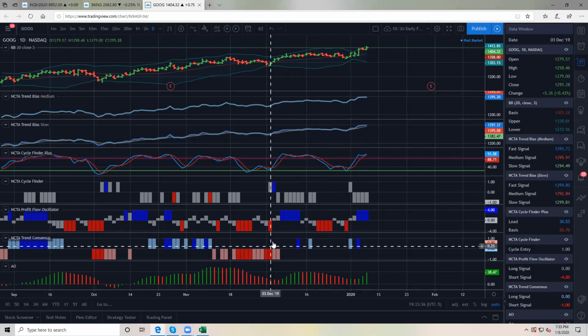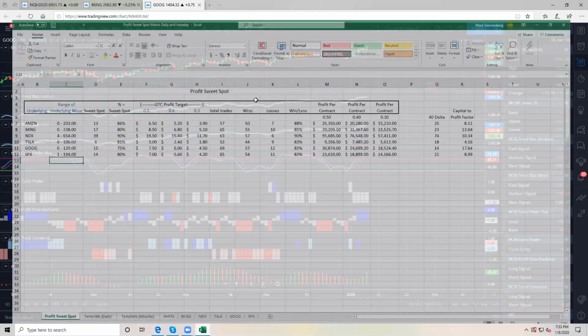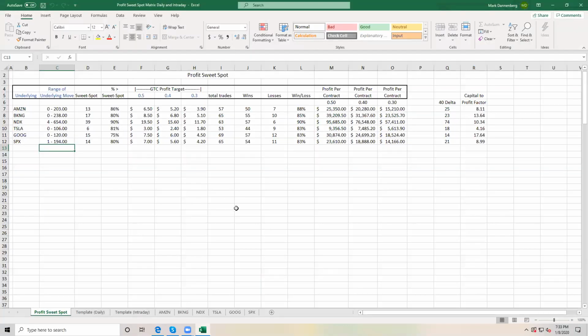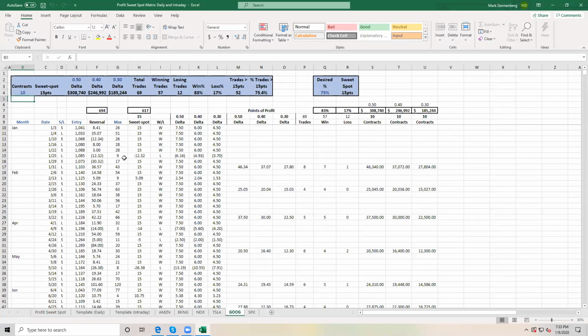So what we did on this tool, called the Profit Sweet Spot tool, is we looked at Amazon, Booking, NDX, Tesla, Google, and SPX, and we evaluated the daily crosses on each of those. If I took a look at, we were just looking at Google, you're going to get a copy of this as part of the masterclass.